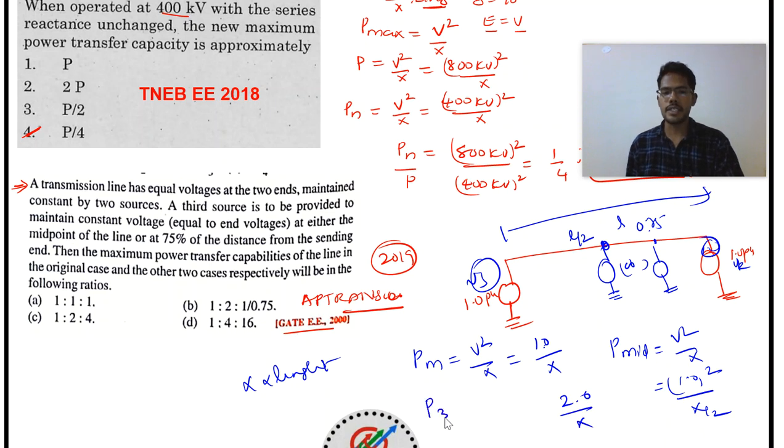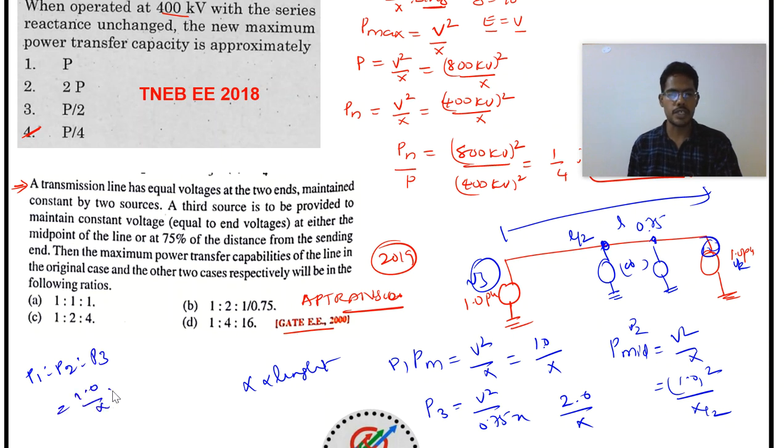Similarly in the third case, when it is 0.75, P3 we can say is V square by 0.75 into X. Let's assume this one is P1, this will be P2 at the midpoint, and this will be P3. So the ratio P1 to P2 to P3 becomes 1.0 divided by X, 2.0 divided by X, and the third one will be 1 divided by 0.75 into X. If you take X as common, the ratio will be 1, 2, and 1 divided by 0.75. So that's why B is the right answer for this question.